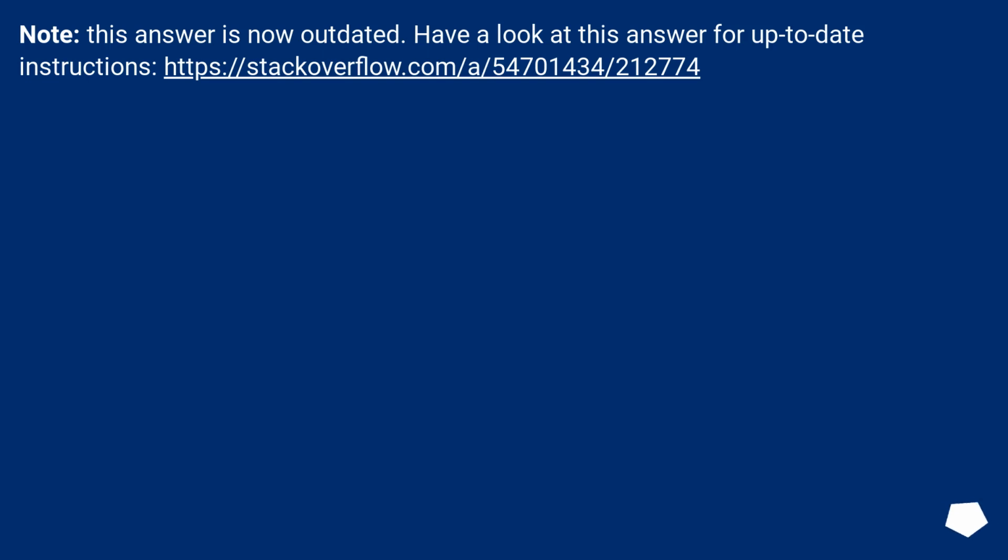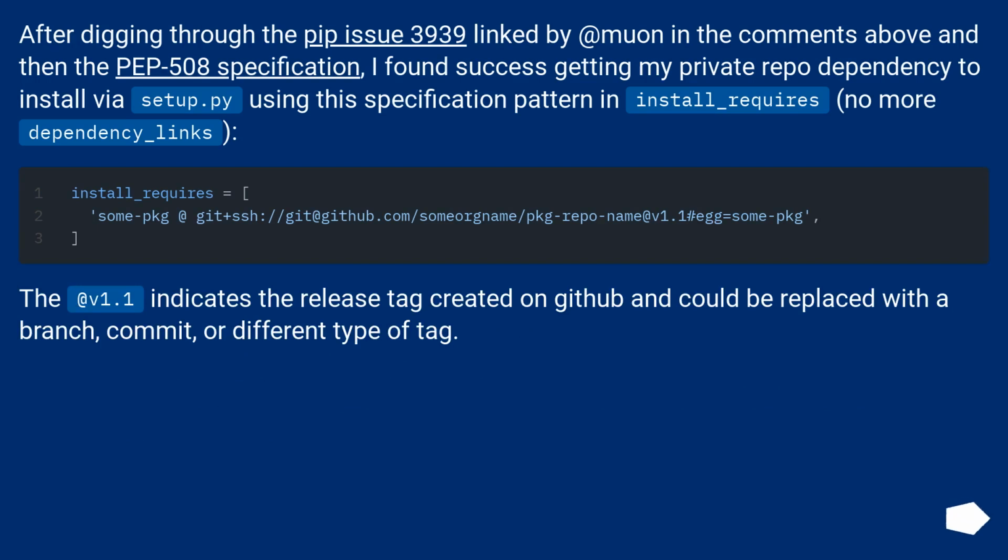Note, this answer is now outdated. Have a look at this answer for up-to-date instructions. After digging through the pip issue 3939 linked by muon in the comments above and then the PEP 508 specification, I found success getting my private repo dependency to install via setup.py using this specification pattern in install_requires, no more dependency_links. The @v1.1 indicates the release tag created on GitHub and could be replaced with a branch, commit, or different type of tag.